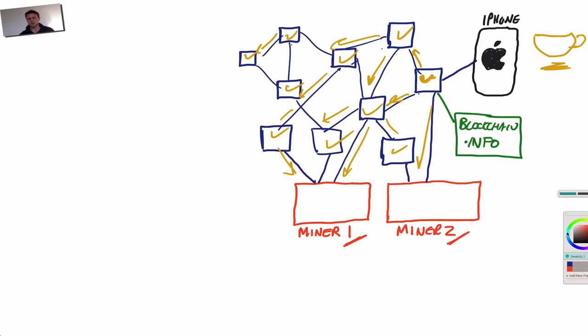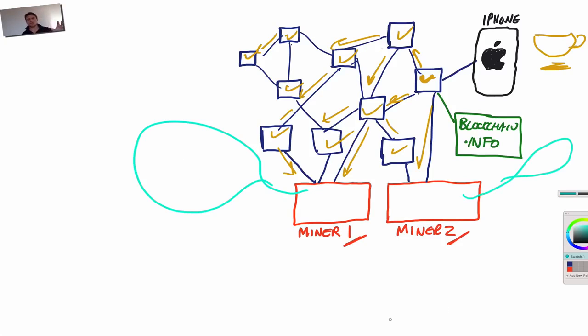So miner 1 has a transaction pool, miner 2 has a transaction pool, miner 3, 4, they all have transaction pools of outstanding transactions that they've heard about that have not yet been included in any block, right? Don't forget that, and how do they know that?